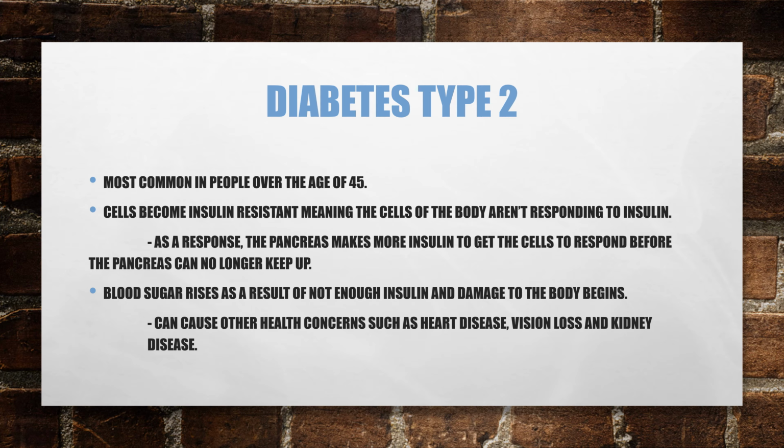When this happens, blood sugar rises as a result of not making enough insulin, and damage begins to be done to the body. This can cause other health concerns such as heart disease, vision loss, and kidney disease.